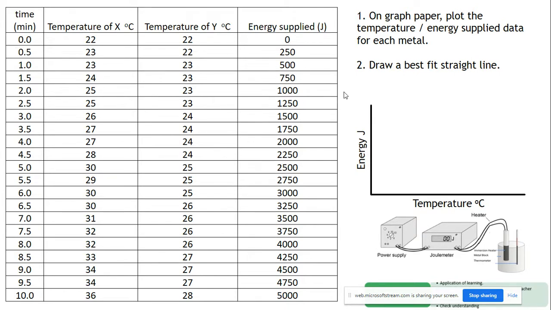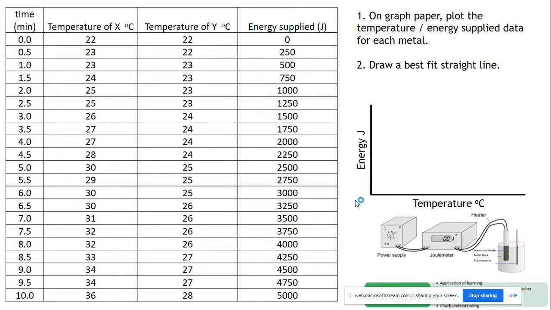Now what you need to do is to plot a graph of energy and temperature, with energy on the y-axis and the temperature across the x-axis. Okay. Notice these scales are number lines.